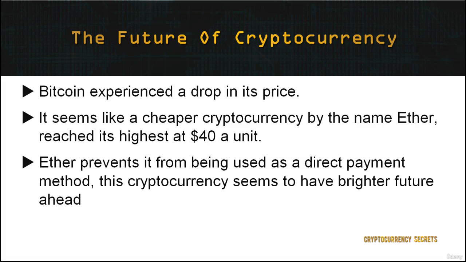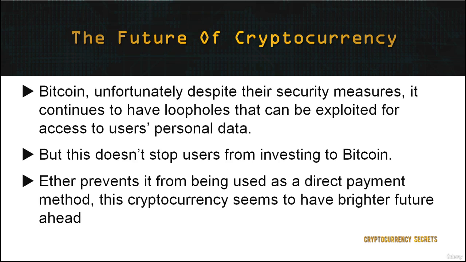It seems like a cheaper cryptocurrency by the name of Ether reached its highest at $40 a unit. That's right. Although the mechanism behind Ether prevents it from being used as a direct payment method, this cryptocurrency seems to have a brighter future ahead. This is all thanks to its smart contract concepts. On the other hand, cryptocurrencies that are concerned with privacy are starting to gain more prominent favor amongst users. Bitcoin, unfortunately, despite their security measures, continues to have loopholes that can be exploited for access to users' personal data.